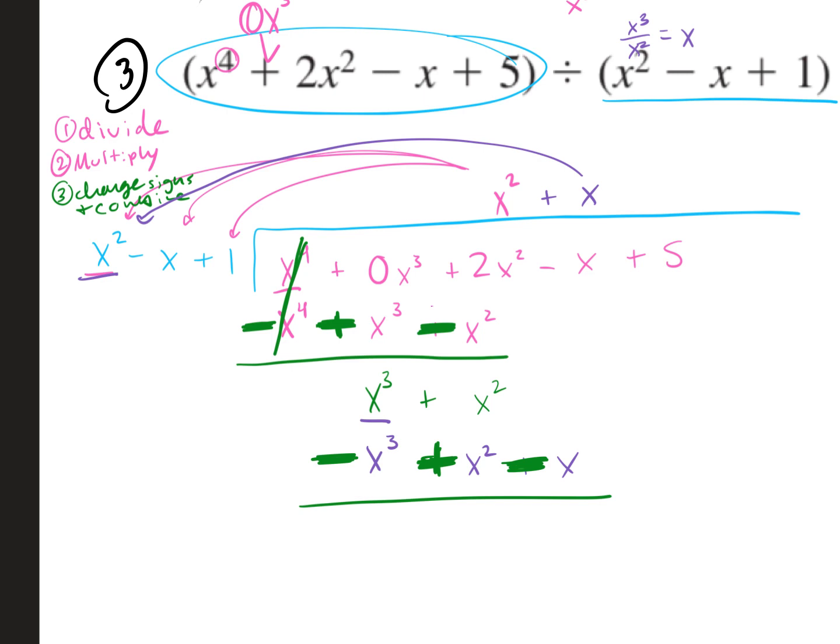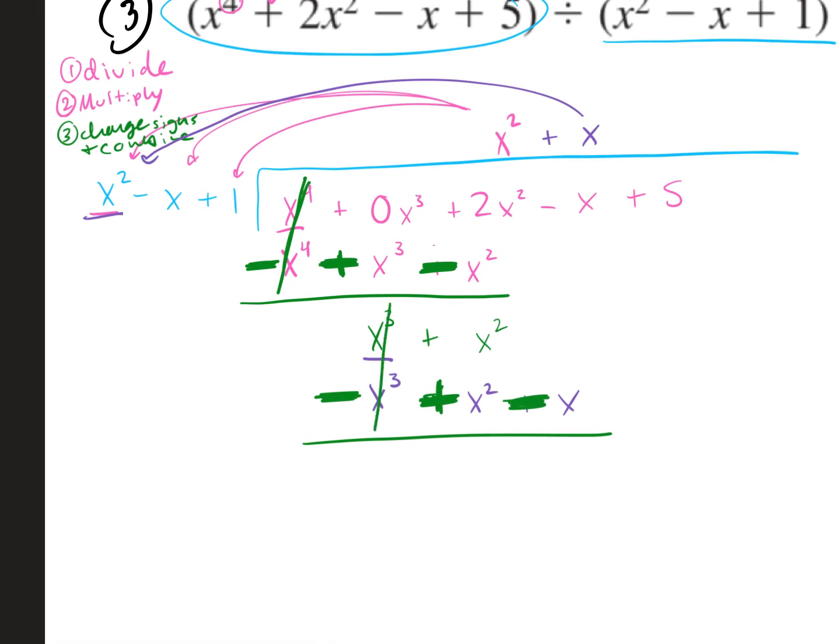Change the signs and combine. So we're combining it with all the like terms above. So x cubes cancel. X squared plus x squared would be 2x squared. Then we have negative x minus x would be negative 2x. Now we do it all again. Divide 2x squared. I'll write it on the side here so you can see it.